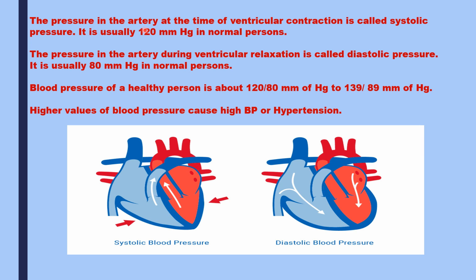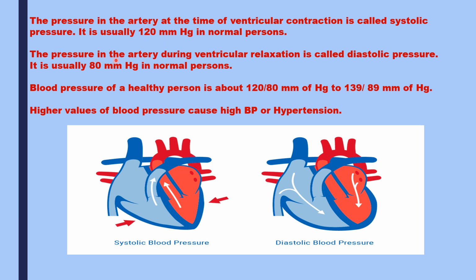The pressure of the blood in the artery at the time of ventricular contraction is called the systolic pressure. The contraction phase of the atrium and the ventricle is called the systole. So when the ventricles contract, the pressure exerted by the blood in the artery is called the systolic pressure. The systolic pressure in a normal human being is 120 mm of Hg. This is considered the high blood pressure.